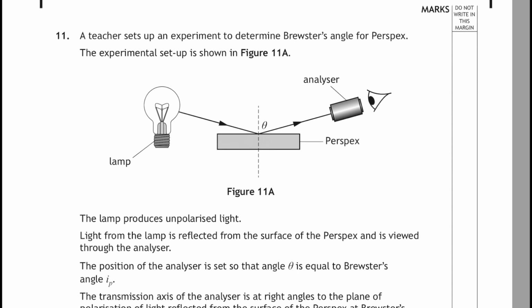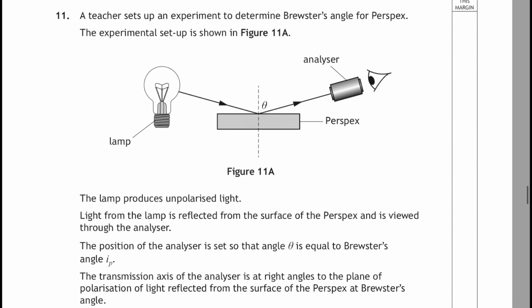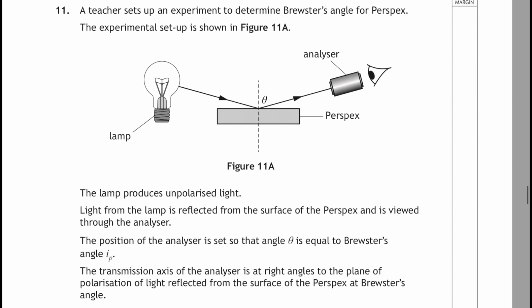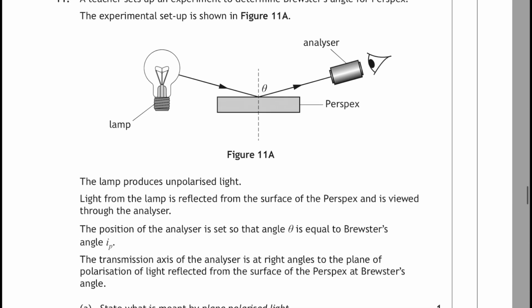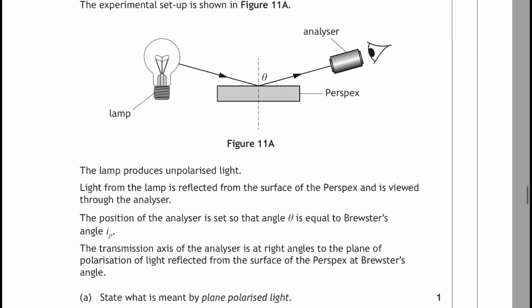So here we go. A teacher sets up an experiment to determine Brewster's angle for perspex. The experimental setup is shown in figure 11a, and the lamp produces unpolarized light, and light from the lamp is reflected from the surface of the perspex and is viewed through the analyzer. The position of the analyzer is set so that angle theta is equal to Brewster's angle IP. And the transmission axis of the analyzer is at right angles to the plane of polarization of light reflected from the surface of the perspex at Brewster's angle.